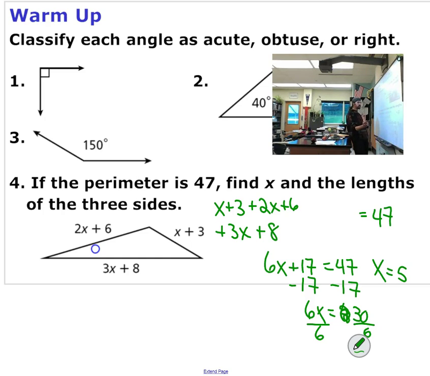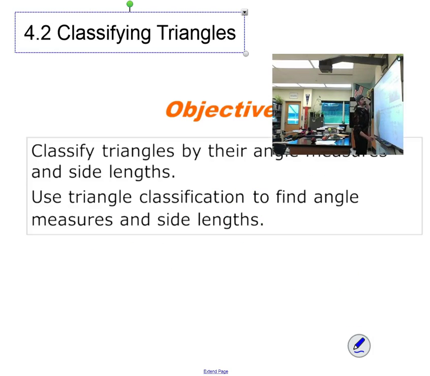Have I answered the question? I found x, it equals 5. Now find the lengths. So 5 plus 3 is 8. 15 plus 8 is 23. And 10 plus 6 is 16. Boom!